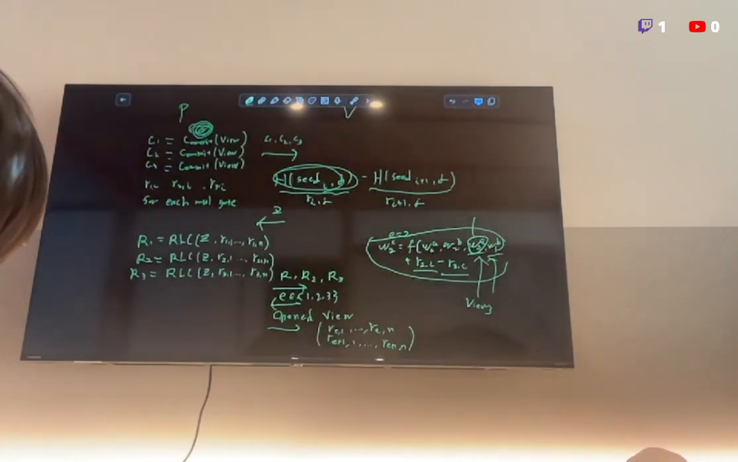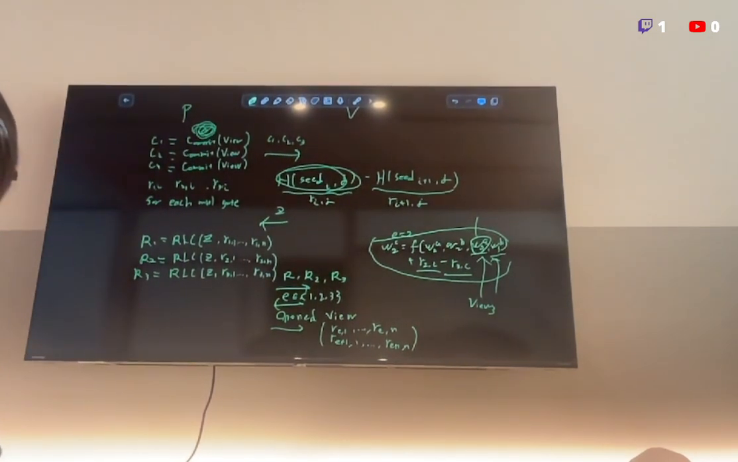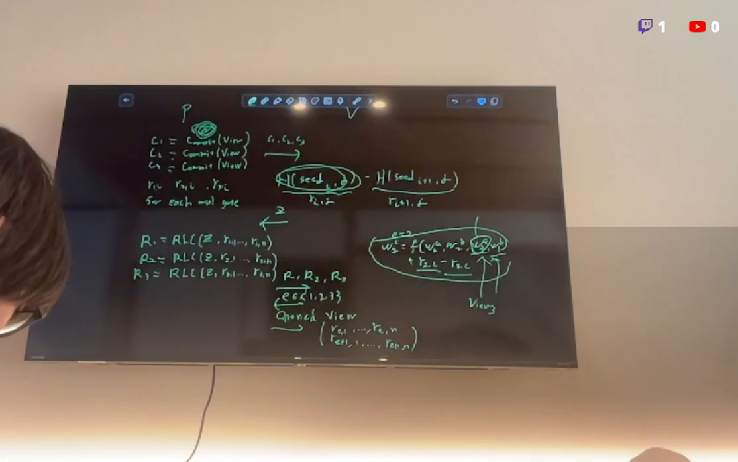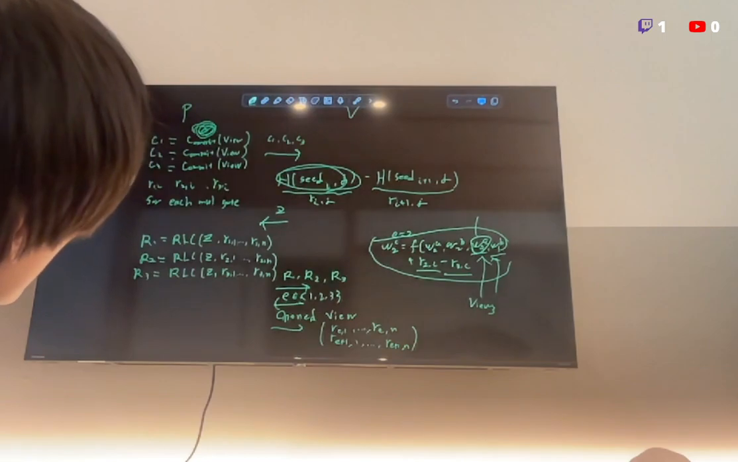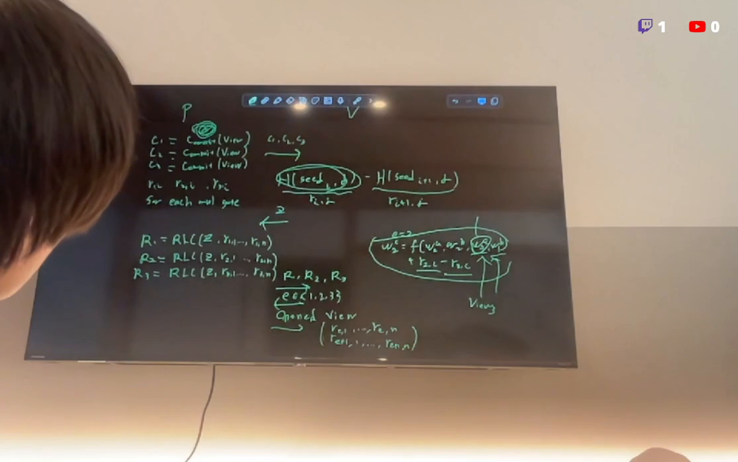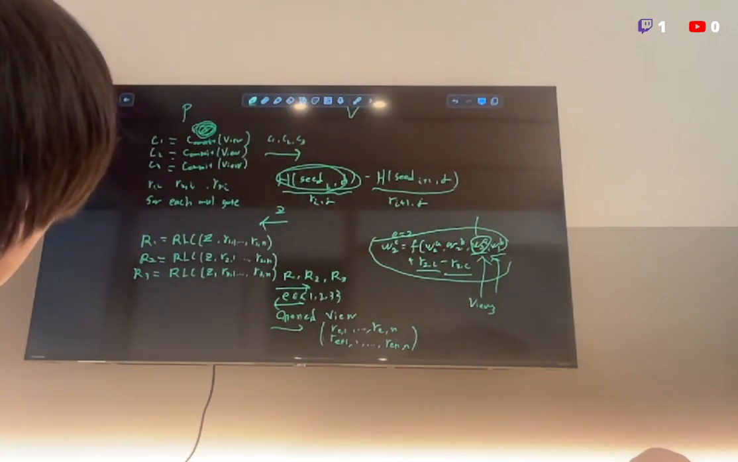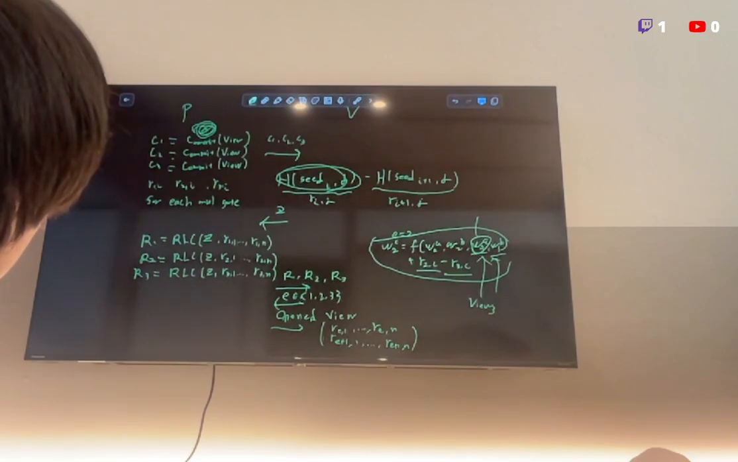But only with the seed. So for example, we can just first commit the input and derive the randomness from that, and compute the random linear combination of the views. And does it work?